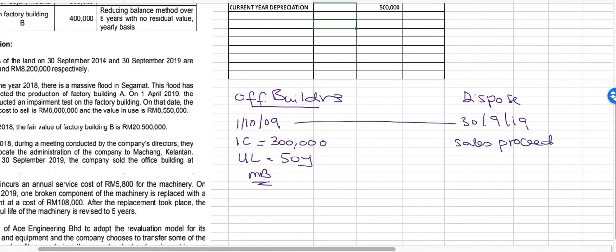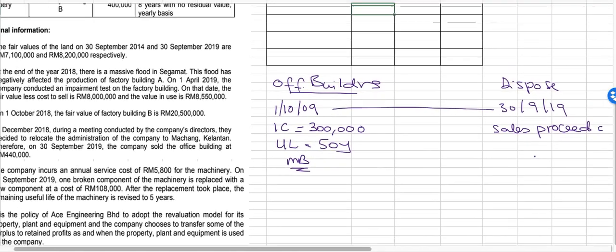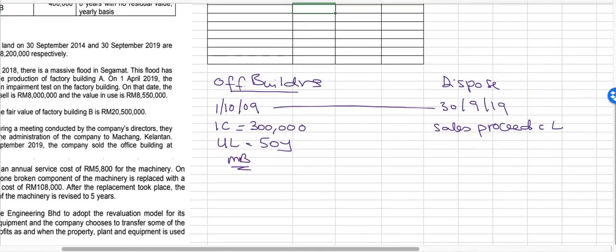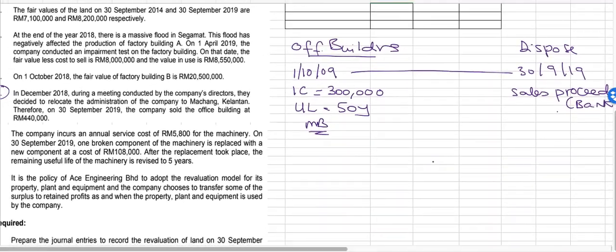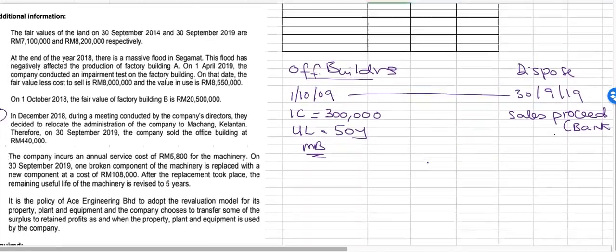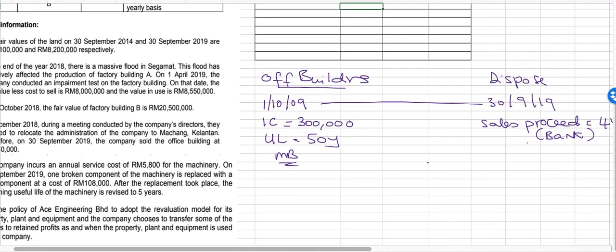Tak ada kena mengena pun, tapi saya tunjuk saja 440,000, because the question did not ask about the disposal, tapi saya tunjuk je lah. Okay, this is actually the money received from the disposal. Now, there's no revaluation on office building, it's just that on the disposal.